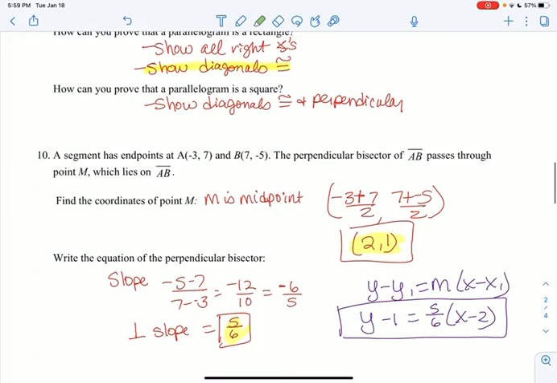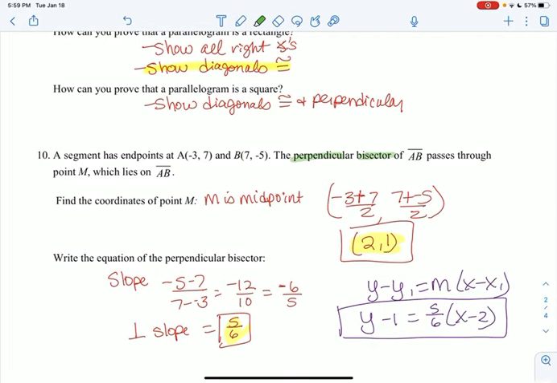Perpendicular bisector, there's 2 things going on with that word. Bisector, which means it cuts it in half, and perpendicular, and that's talking about the slopes. So the first part of this question, they want to know what's the coordinates of point M, which is the midpoint, because basically it passes through point M, which lies on AB, and the perpendicular bisector goes through the midpoint. So I find the midpoint.